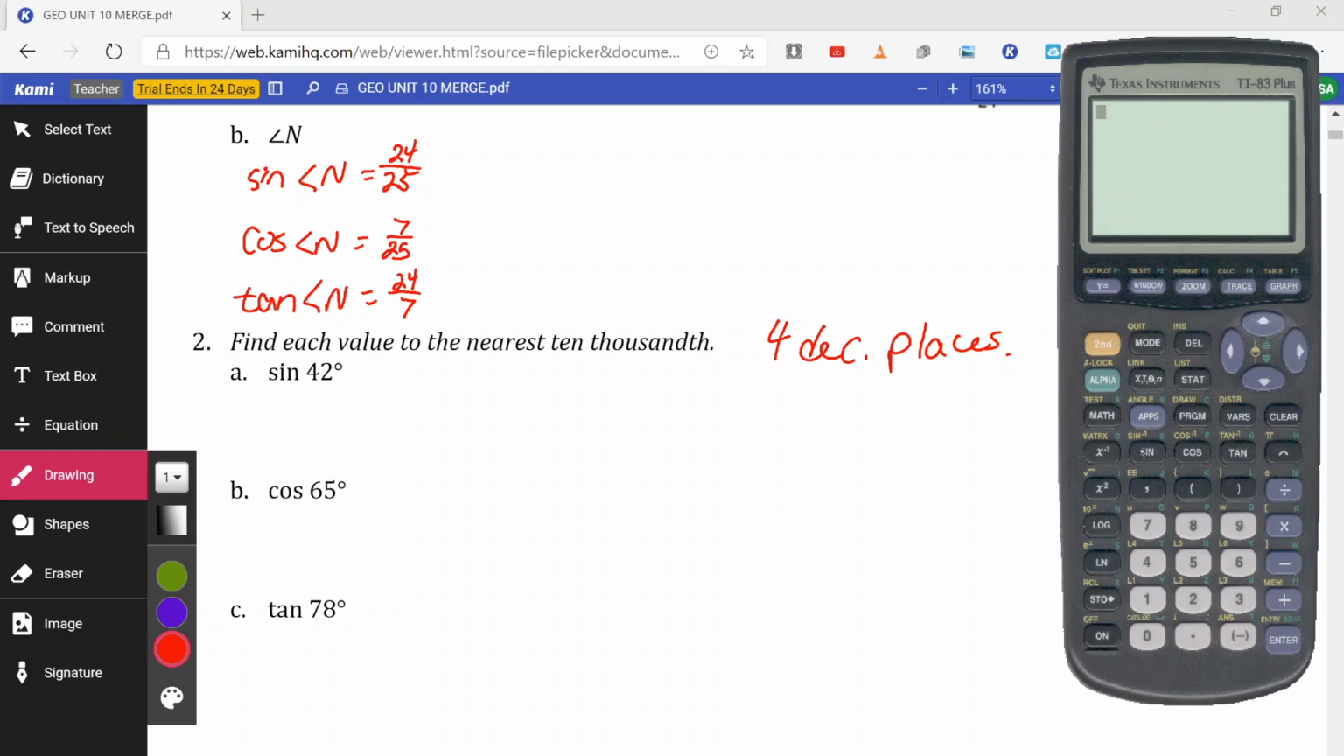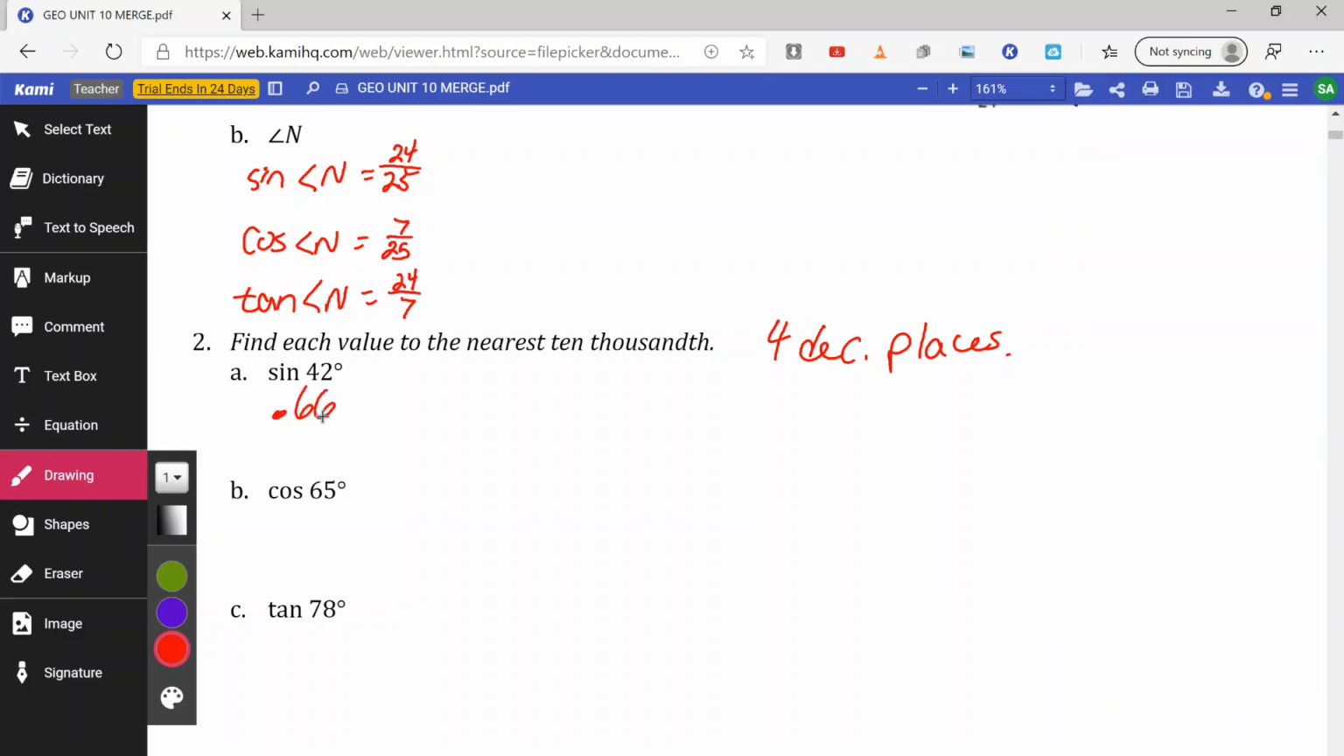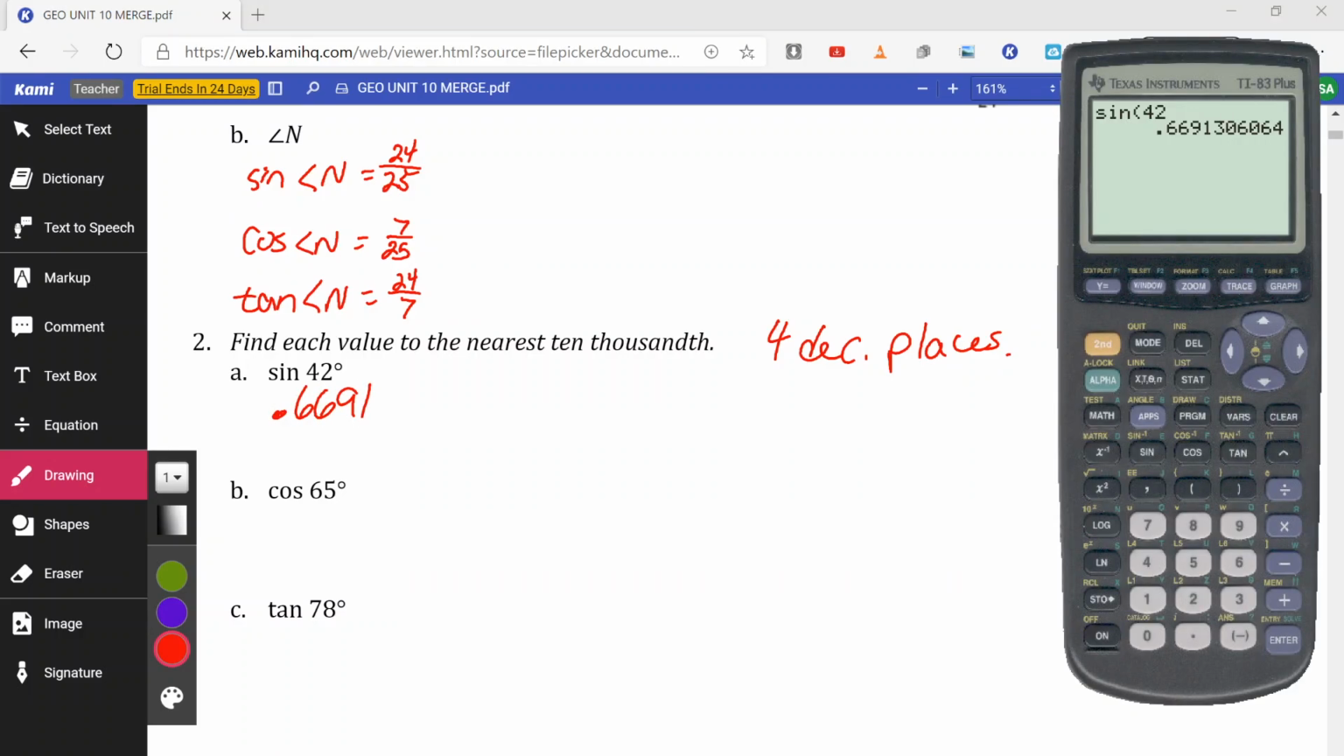All we have to do is hit sine 42, and it gives us what sine of 42 is equal to to the nearest 10,000th. It's 0.66913, we just round, so it'll be 0.6691. And we do the same thing for cosine and tangent. So cosine 65 gives us 0.4226.